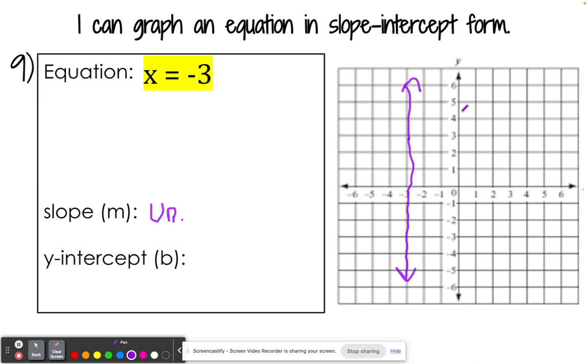It is not a function. It doesn't pass the vertical line test. It does not have a y-intercept because it will never cross the y-axis. And my slope is undefined. Just wanted you to see what this equation would look like, though. It's x equals negative 3.